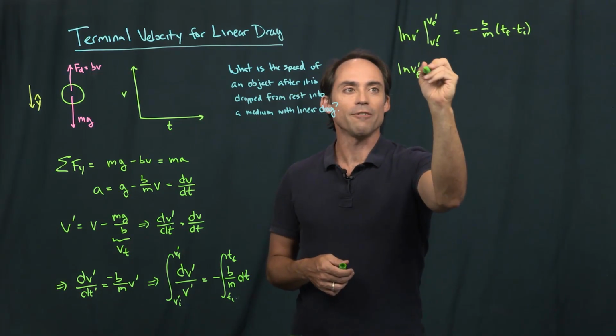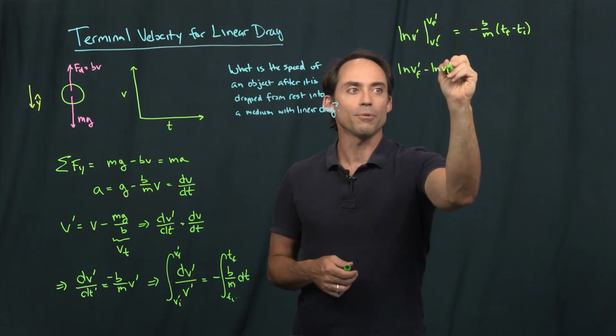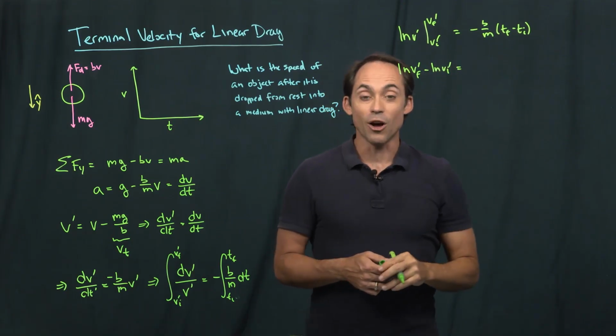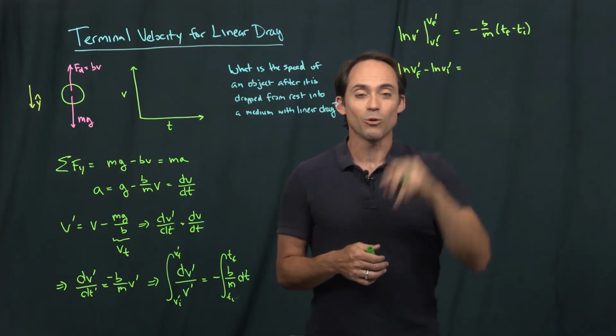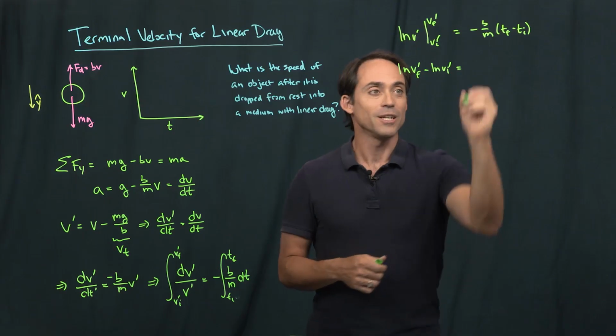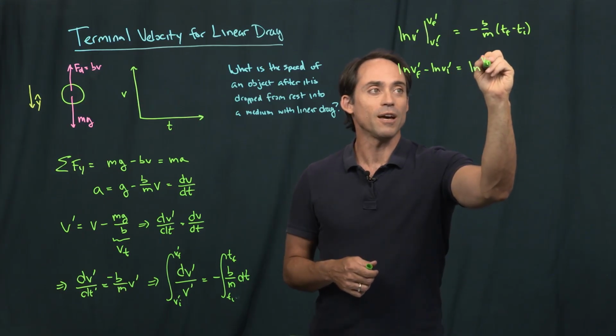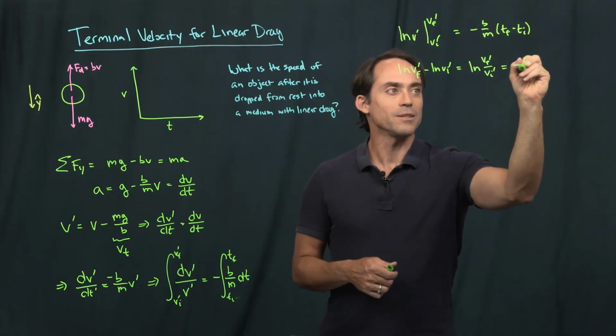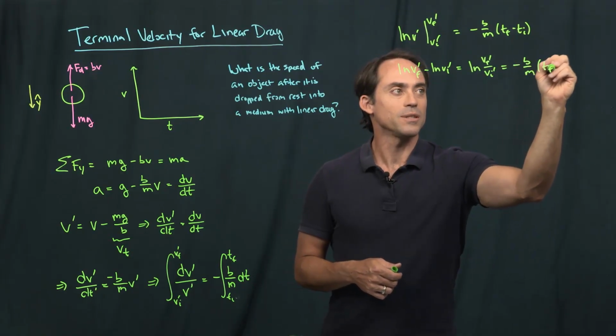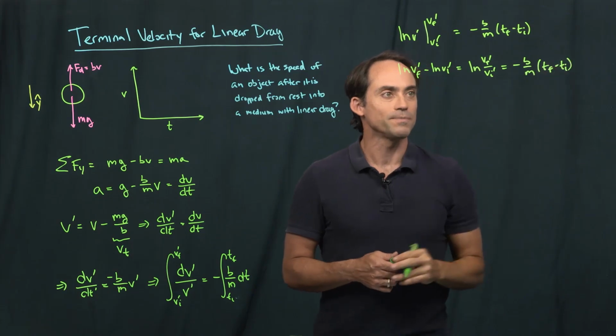This is log vf prime minus log vi prime. And one thing to remember about logs is if you're subtracting two logs, it's equal to the log of the ratio of the terms inside there. So this is just equal to log vf prime over vi prime. And again, that's equal to minus b over m times the difference in times.